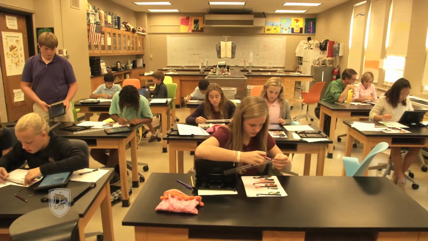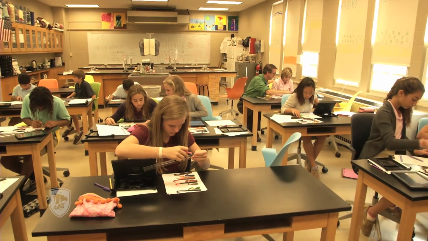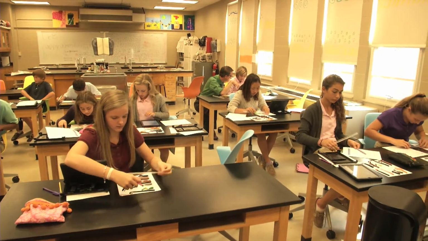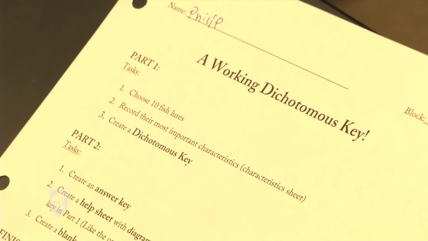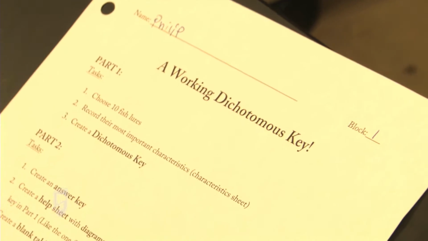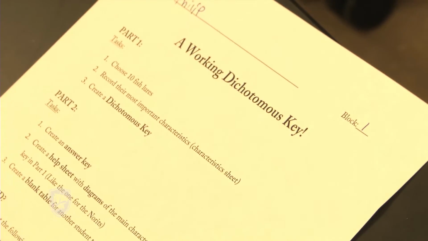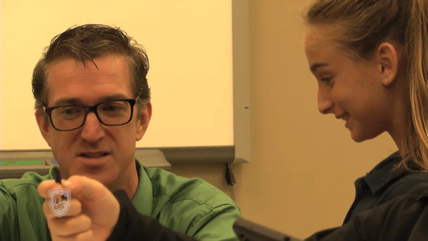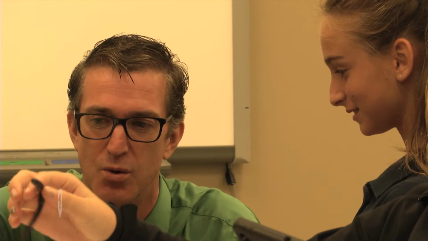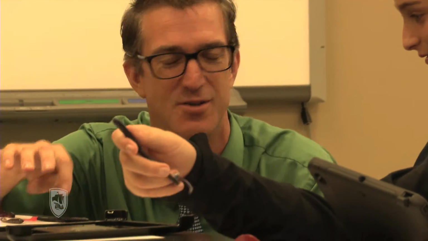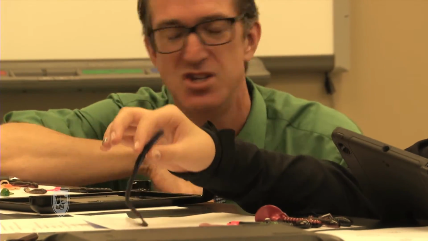We have this project where students are going to build a dichotomous key where they classify something called fishing lures. They are given 10 fishing lures, and their job is to work out a method where somebody else can take their activity and find the name for each of those lures. The students do this by writing down characteristics about those fishing lures, and then they use those characteristics to break them down into smaller groupings.